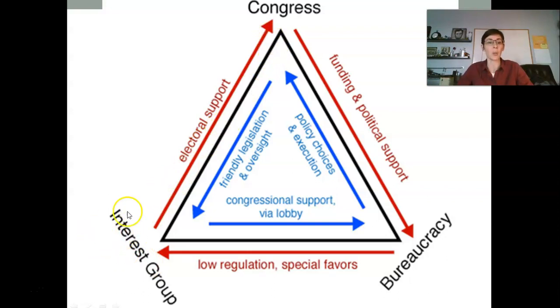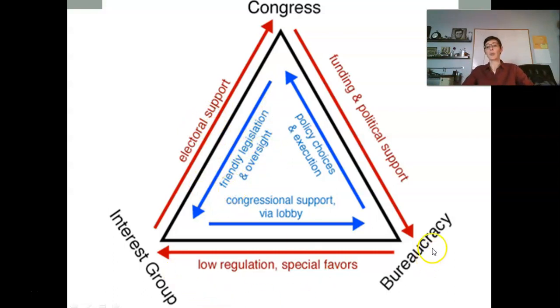That's what you are providing. What you are getting from the bureaucracy is low regulation and special favors, right? And what the bureaucracy gets from Congress is this funding and political support. And then you see the inside of the triangle. So Congress, in exchange for that electoral support, gives to the interest group friendly legislation and oversight, okay?